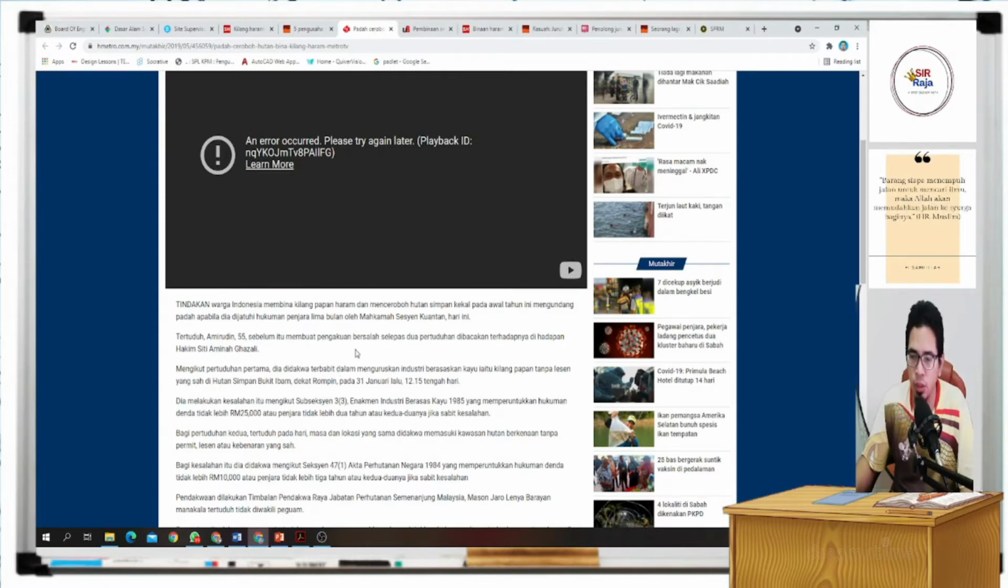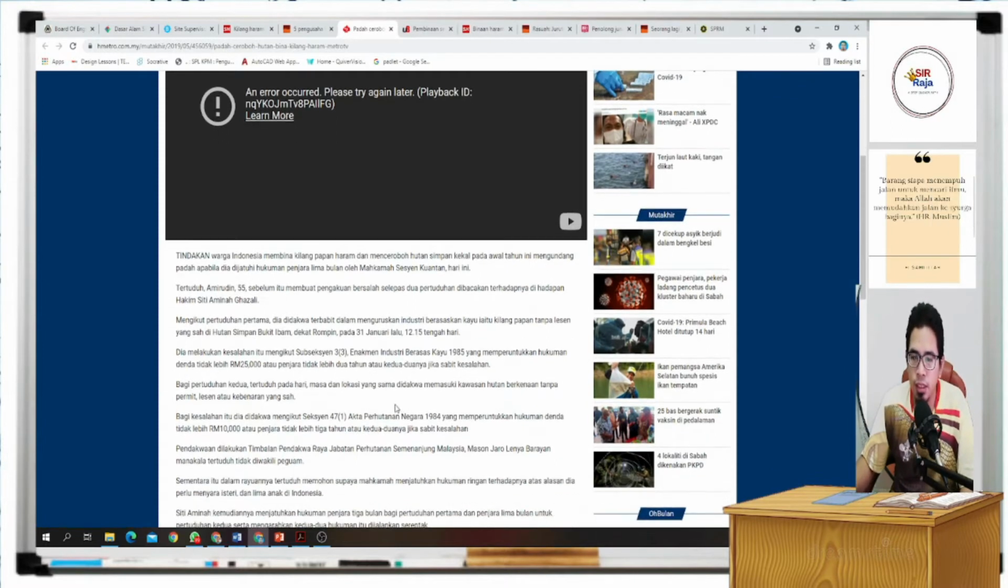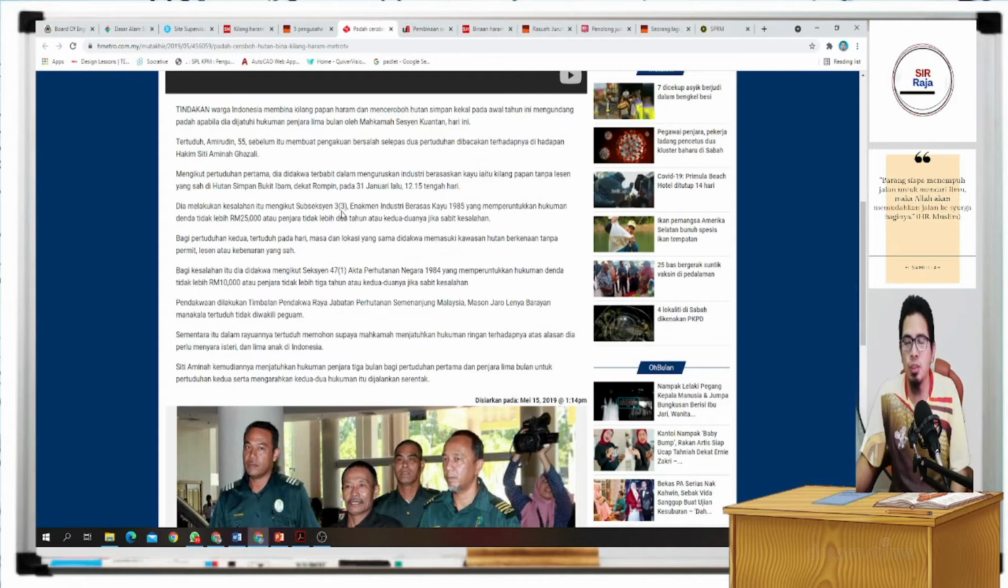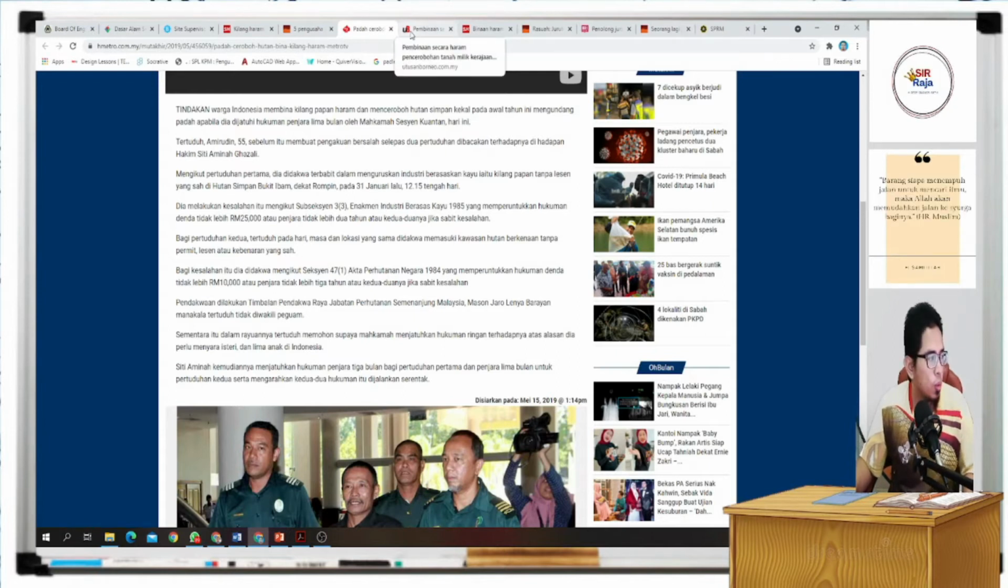Not only one legal action, not just one direction. There are so many. Like in this case, the Enakmen Industri Berasaskan Kayu, so there is a section under that as well. Depends on the acts that we are looking at, and after that there is also Section 47. Another one, another one. It depends on the acts they are going to be charged with. So banyak lah, sometimes very many. Okay, so let's look at the next question.